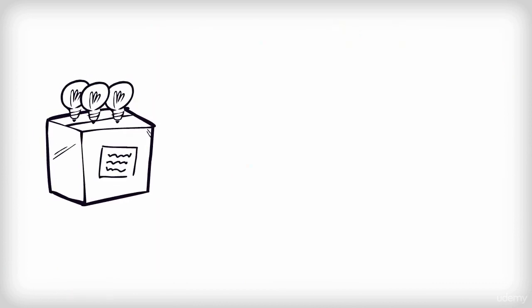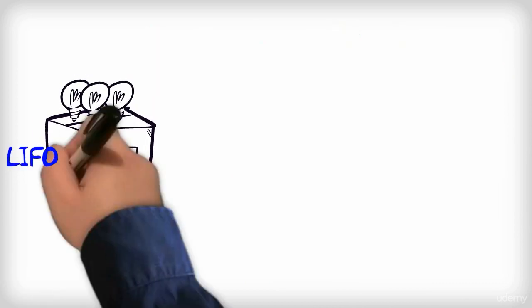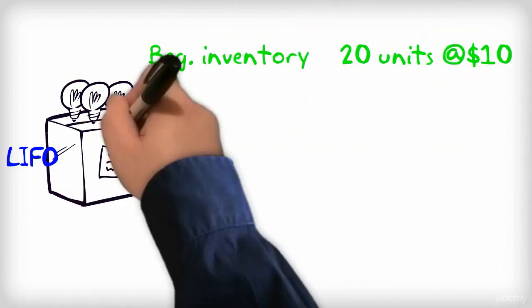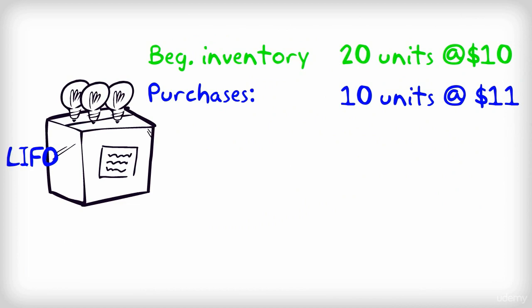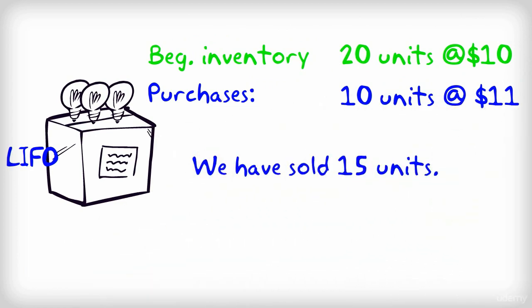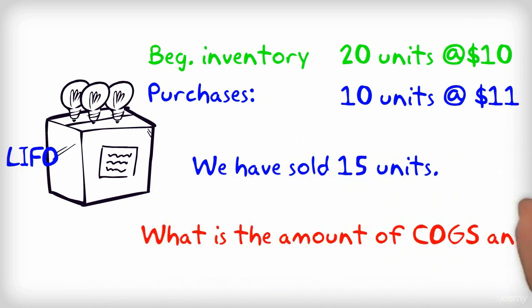Let's solve the same problem, but now using LIFO. The same beginning inventory and the same purchases. Again, we have sold 15 units. Find the cost of goods sold and the ending inventory. Let's see how that works out.